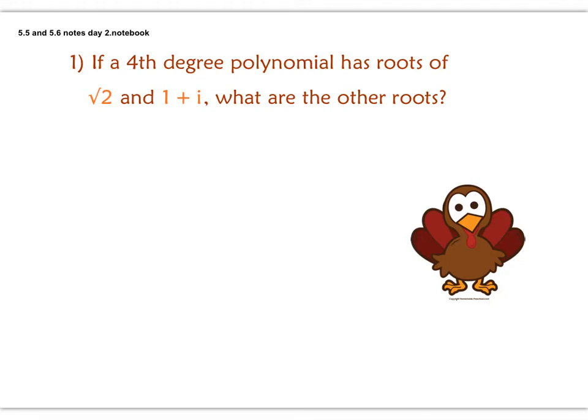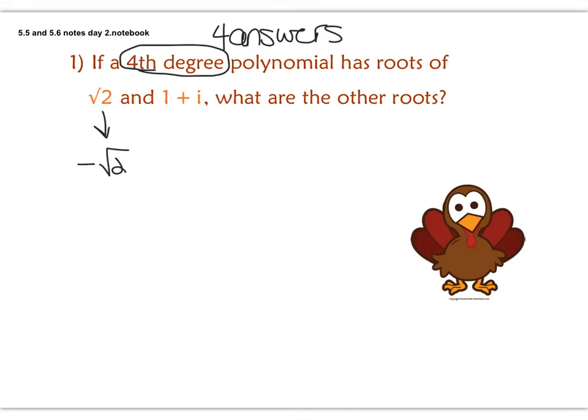All right, so a fourth degree polynomial, so fourth degree, I know has 4 answers, has roots of radical 2 and 1 plus i. What are the other roots? Well, I know if it has a positive radical 2, it also has to have a negative radical 2. In other words, we know that answer would have been plus or minus radical 2. We know that's 2 answers. And likewise, if I have 1 plus i, then I also have 1 minus i. Because again, we would have written it as 1 plus or minus i.